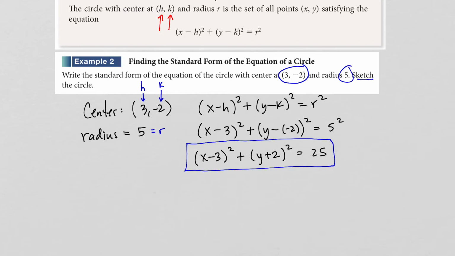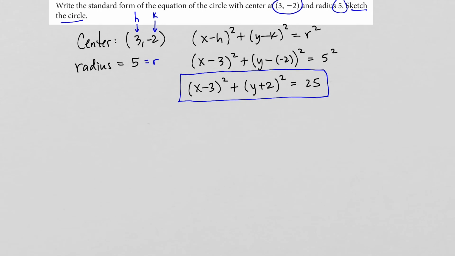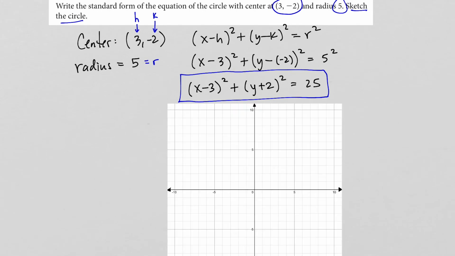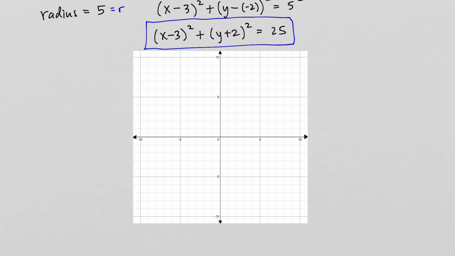And now we want to sketch the circle. So we want to sketch a graph to show what this would actually look like. So we have a circle whose center, remember, was at (3, negative 2). So let's first graph that point. (3, negative 2) is right here. I'm going to label that C for the center.